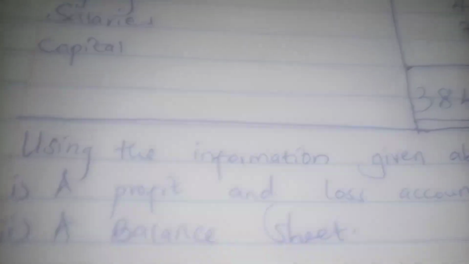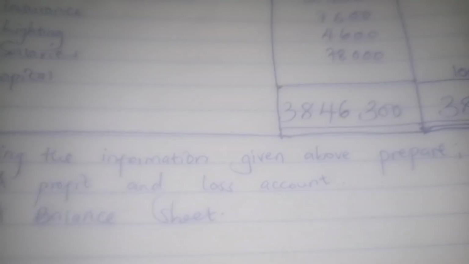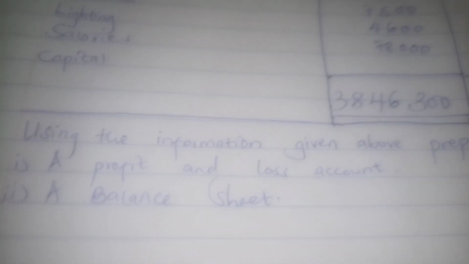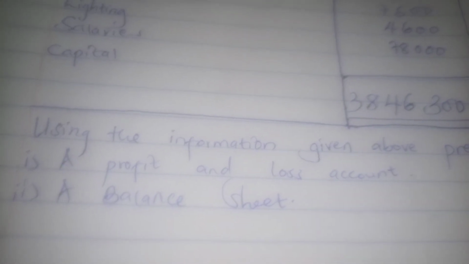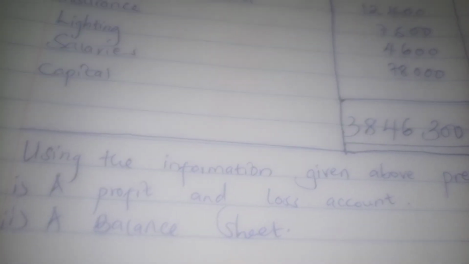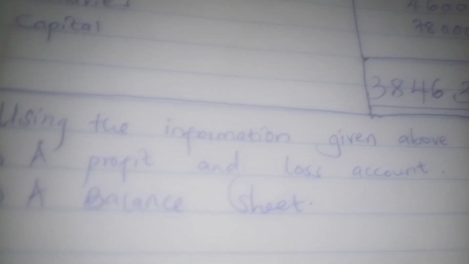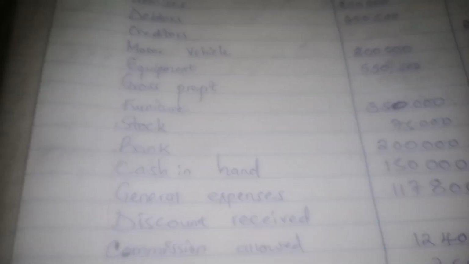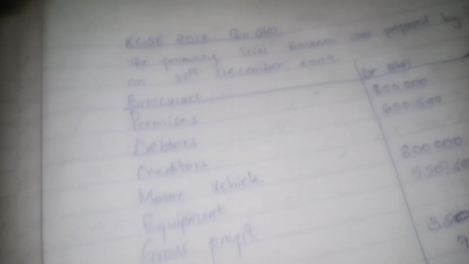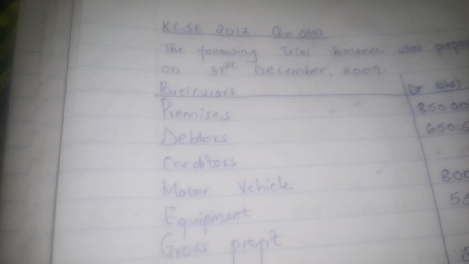Now, what does the question say? Or what are we supposed to do? We are told, using the information given above, prepare number 1, a profit and loss account, and number 2, a balance sheet. So learners, we go straight to preparing a profit and loss account. Before we get into that, we need to analyze the details we are given in the trial balance. Which item goes to the profit and loss account? Which item goes to the balance sheet?